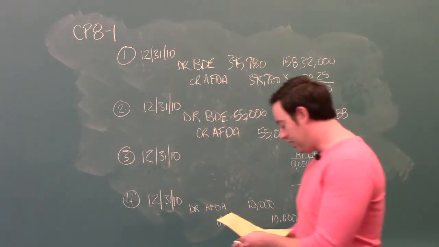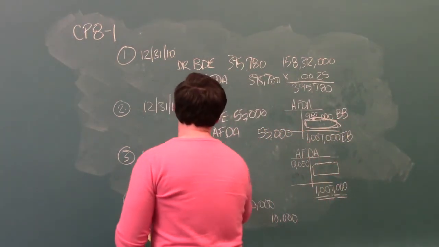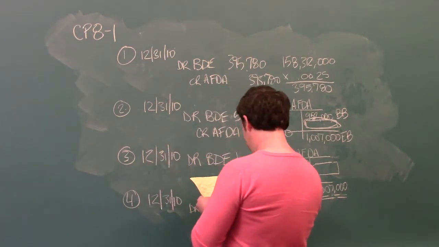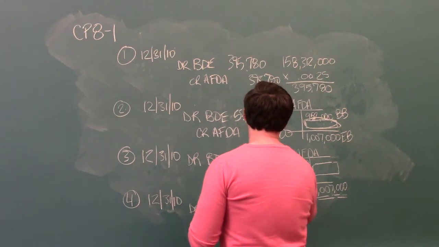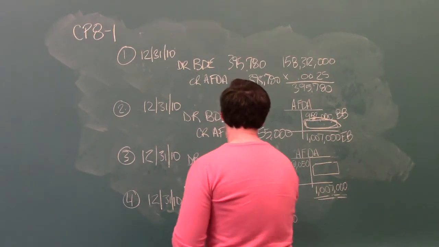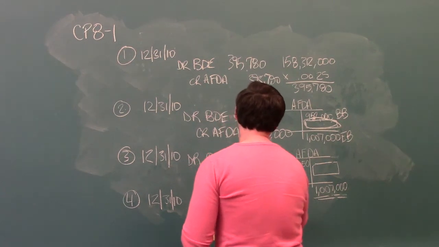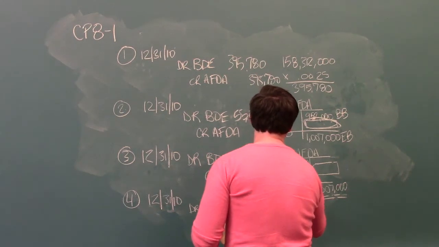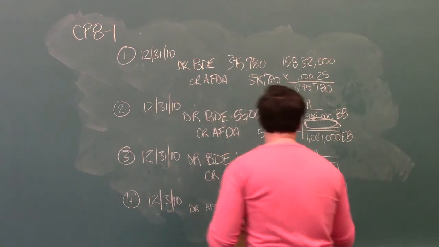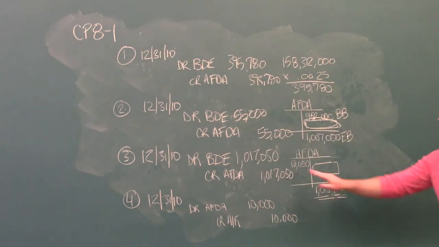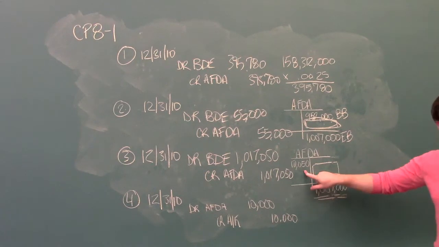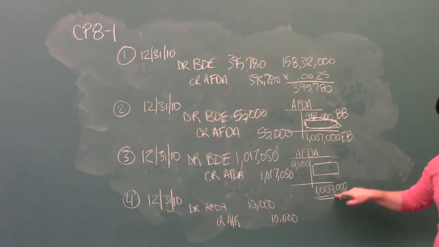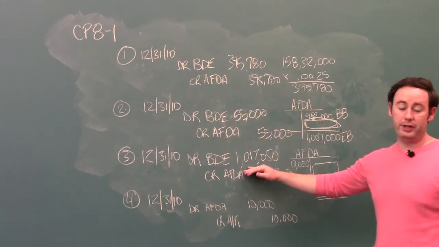So to get us there, the adjustment that we have here is debit bad debt expense by 1,017,050 and credit allowance for doubtful accounts by the same amount. Notice that this amount is the sum of these two. You have a debit balance here. You've got to get rid of that entire debit balance. And then you also have to get to this ending balance. So you have to add these two together to get the amount that you actually adjust by, okay?